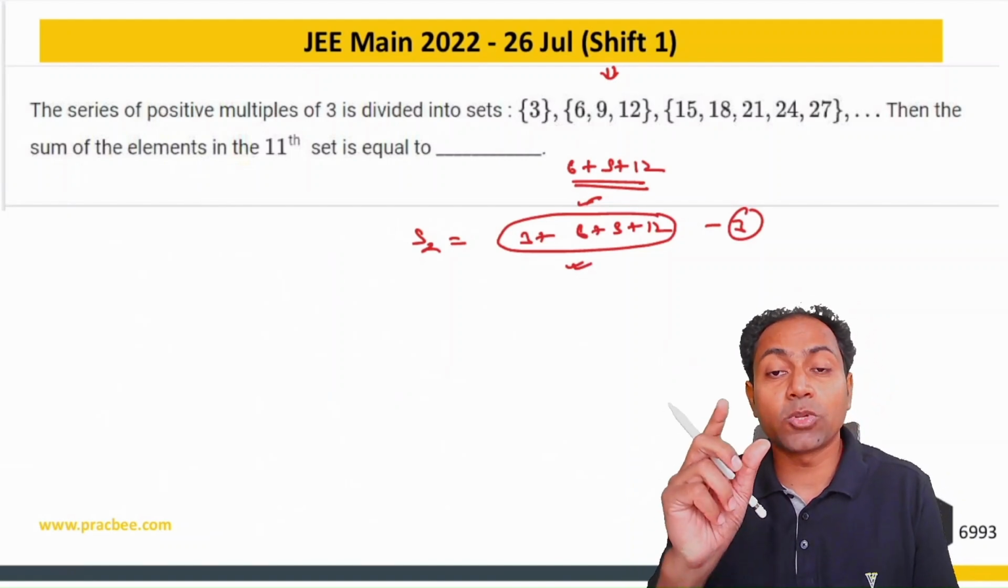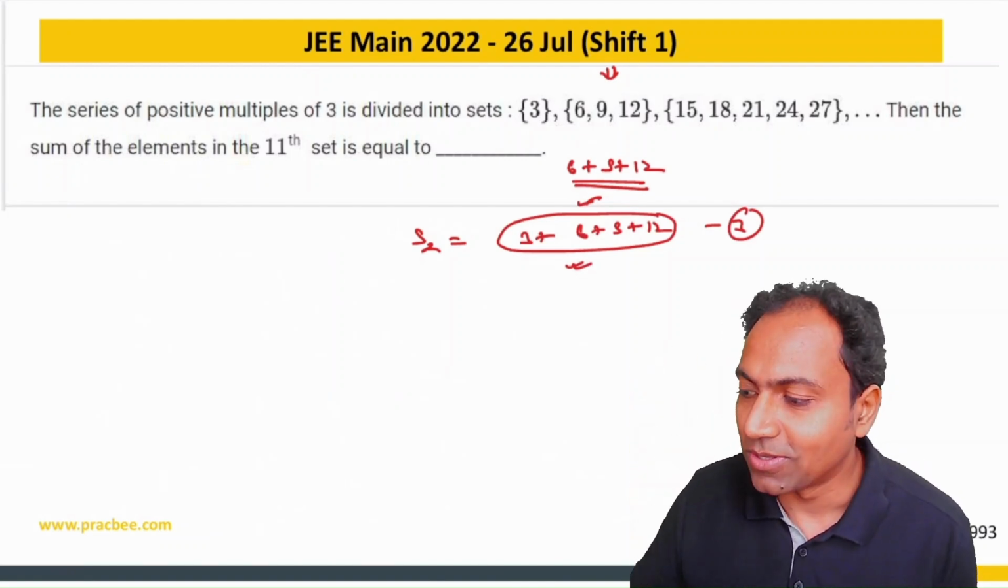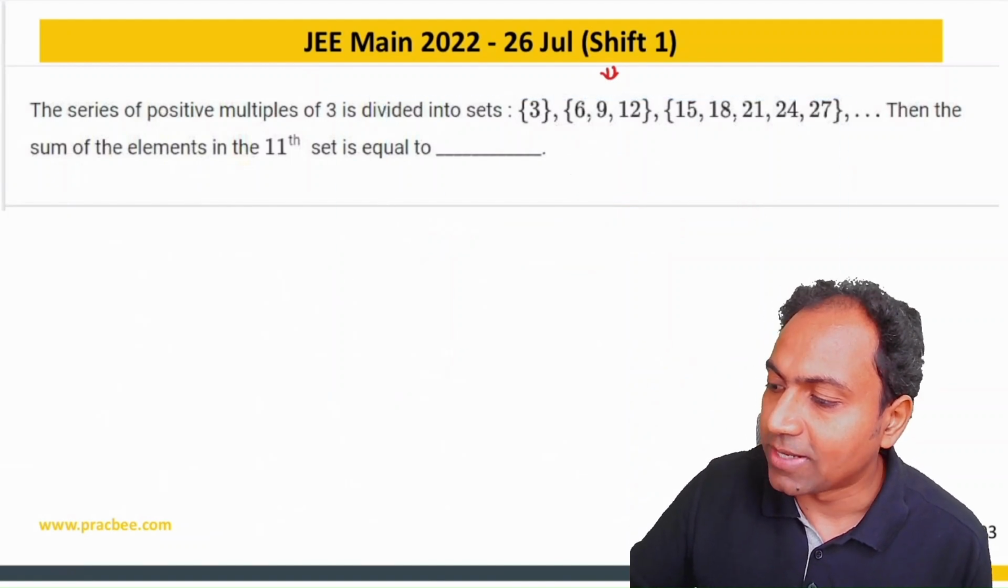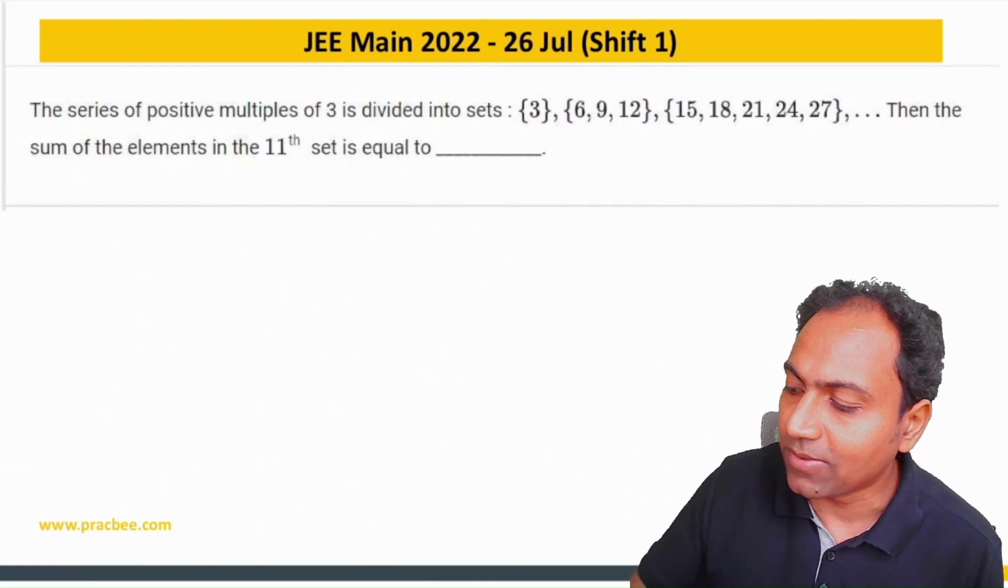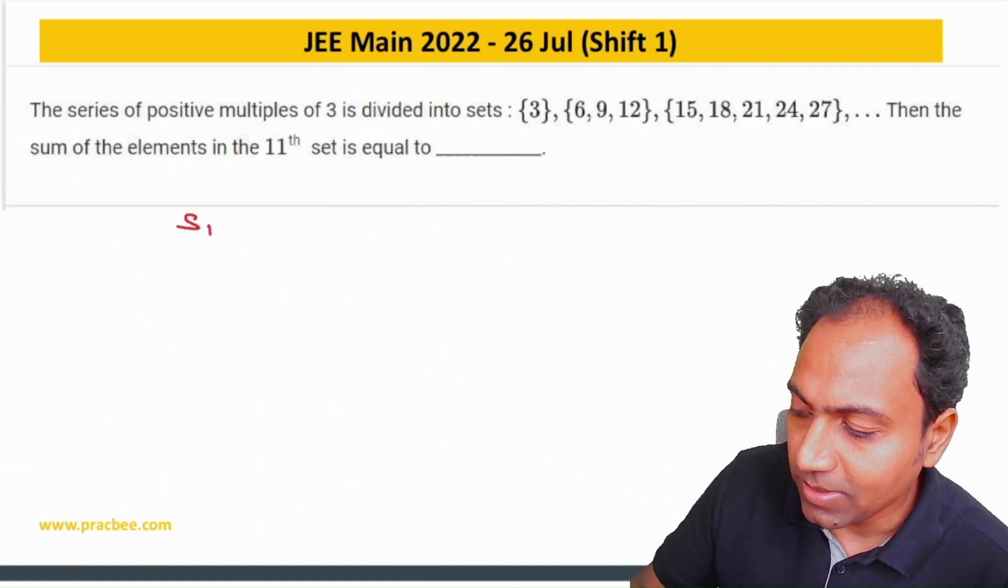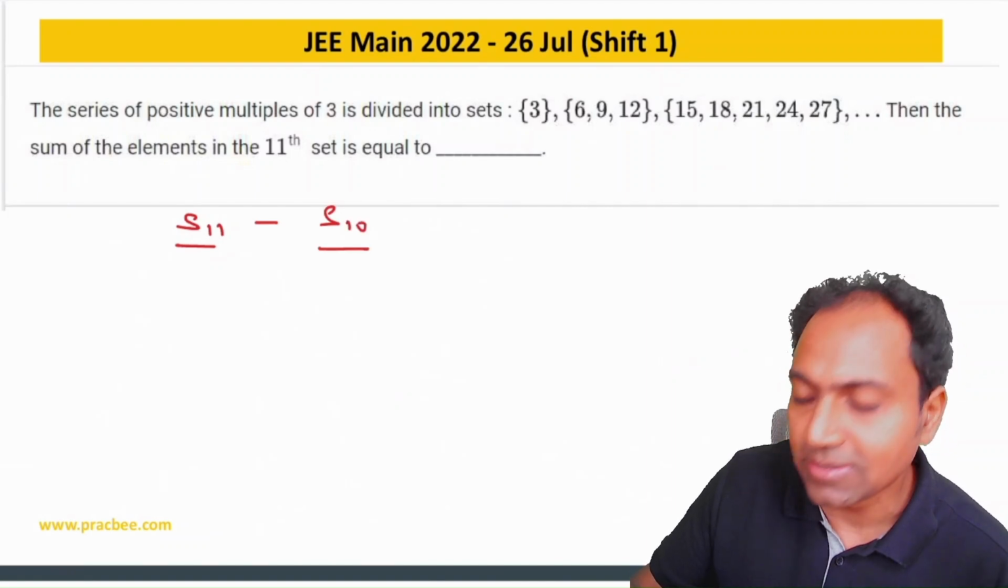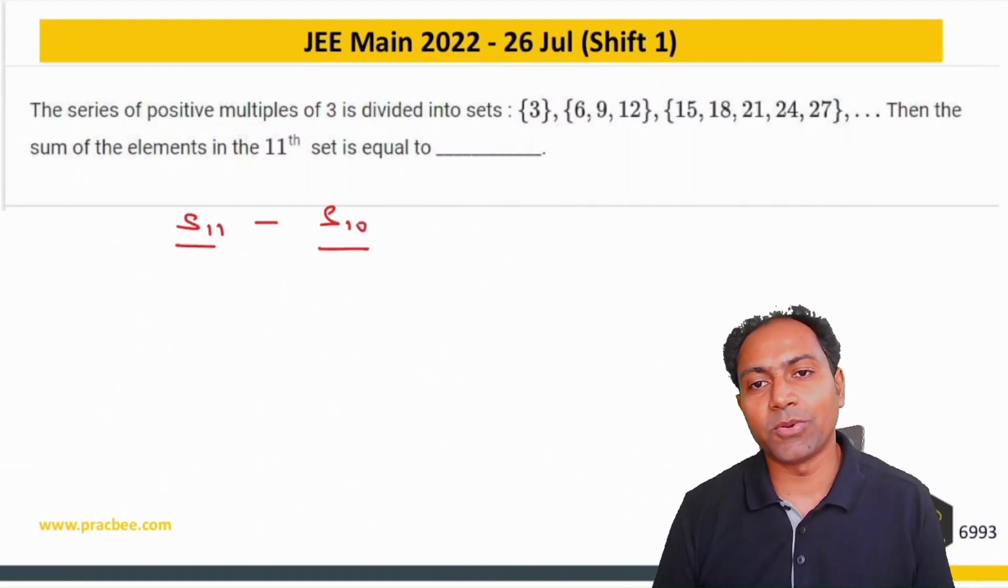So this becomes the core thinking process behind solving this question. Now taking that into consideration, if I want to apply the same strategy, what I will have to do is, first I will have to find the sum till 11th set and then find the sum till 10th set and then subtract them. If I do this, I will be able to get my answer.